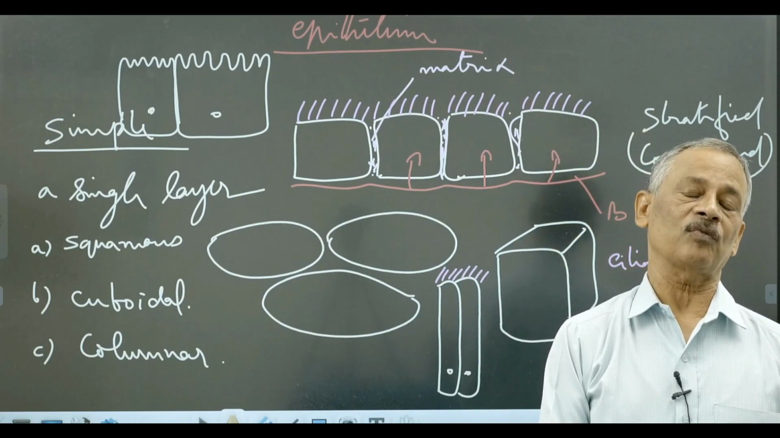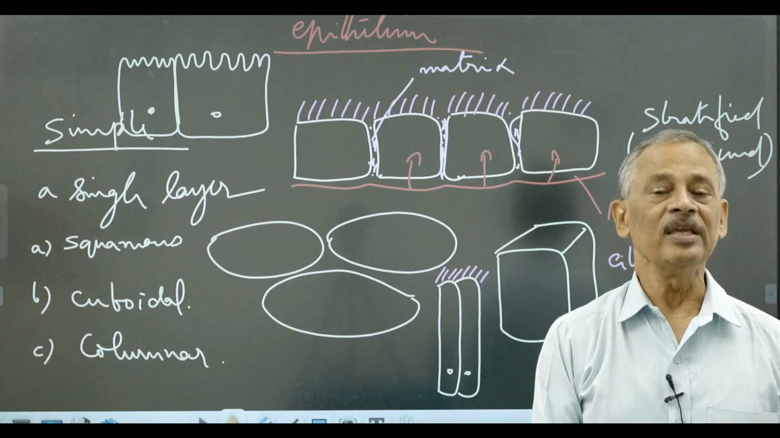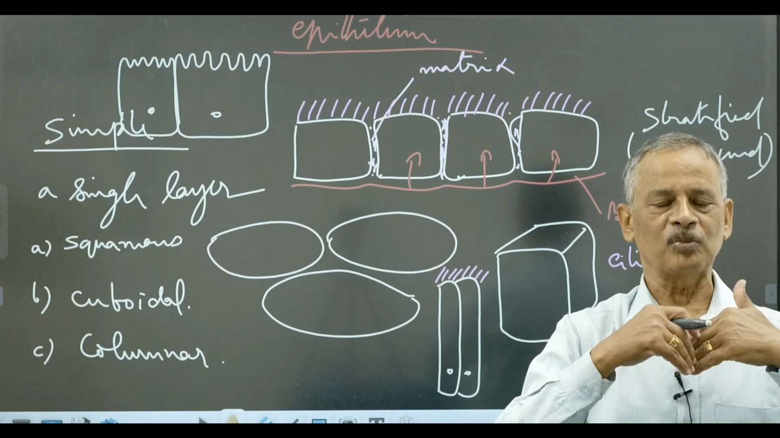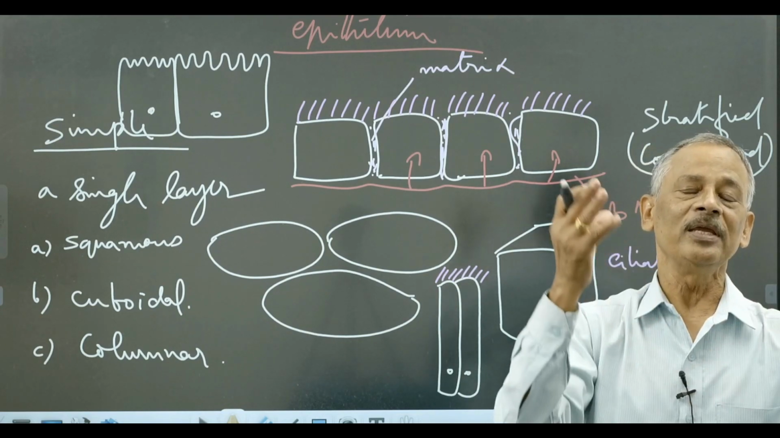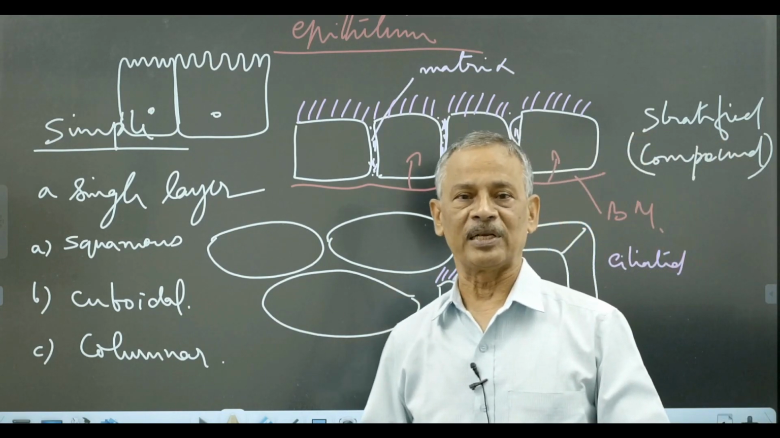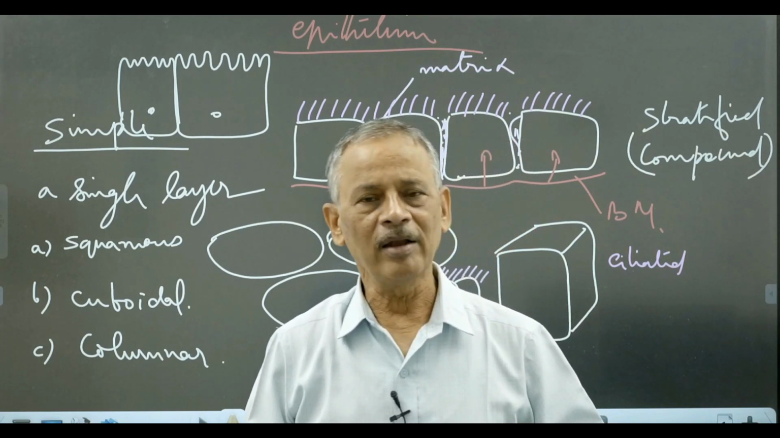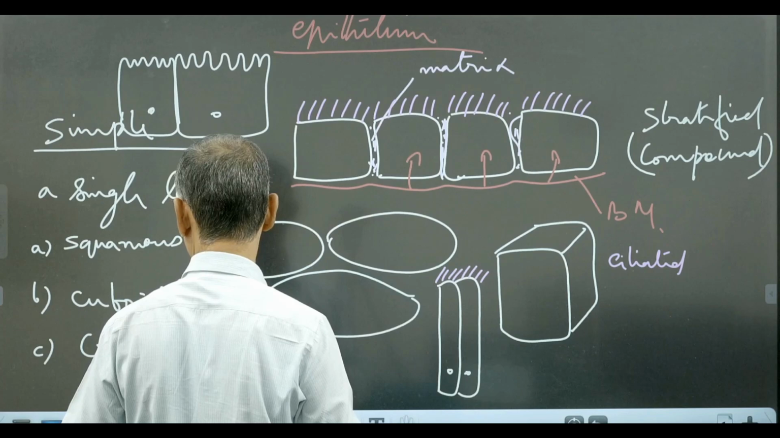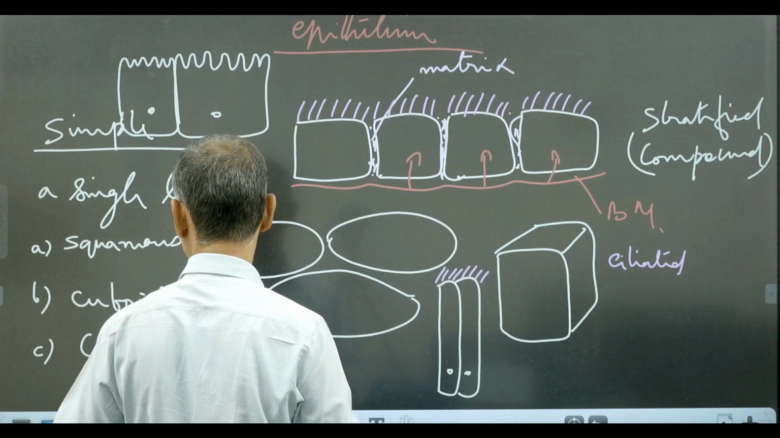What is the function of this? They will be increasing the surface area. Since the surface area is increased, absorption and secretion can be made very rapidly. They are called brush-bordered epithelium.